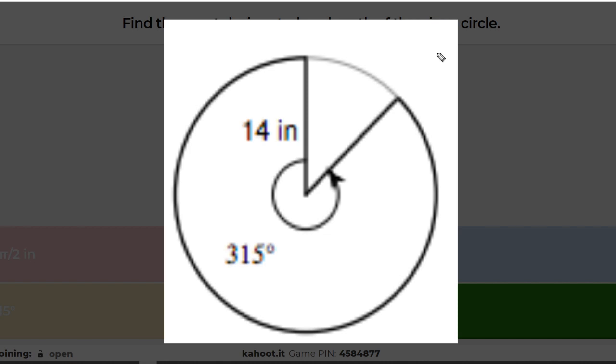All right, so they want to know arc length. Are they giving you a radius or a diameter? Radius. Yeah, thank you.